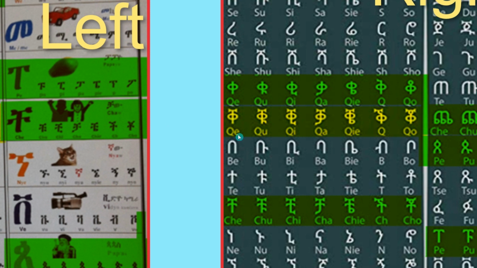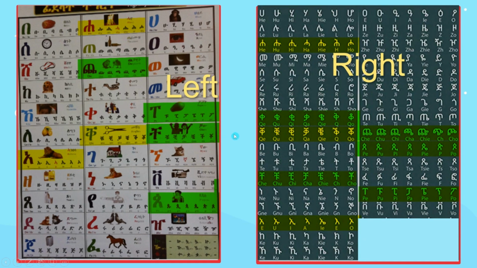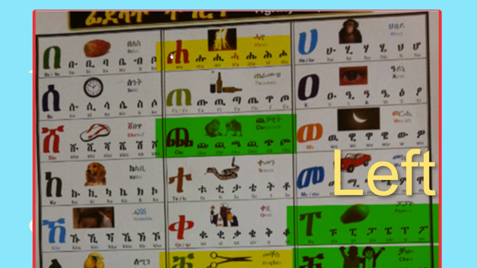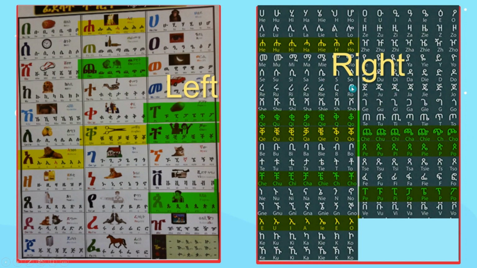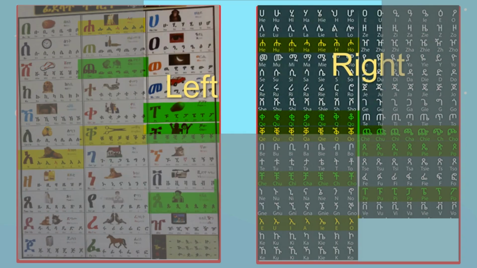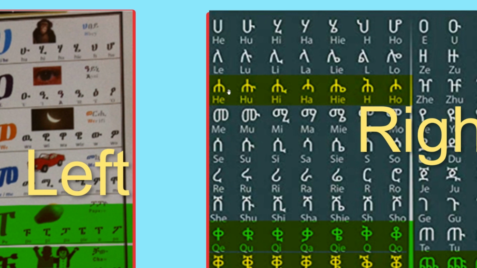This does not only happen on one letter, this also happens on he. So this is he, and it's actually very blurry, but the English representation is H''E. So don't forget, on the left side it's H''E. But on the right side, the same letter, he, is represented as HE.